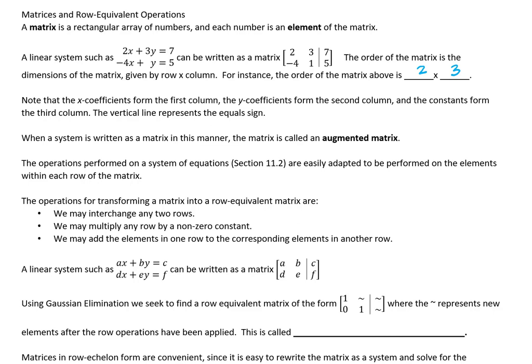And when we have the matrix written this way, we call it the augmented matrix. If we took out the 7 and the 5, and we just had just this portion of the matrix, that would be the unaugmented matrix. But we're always going to use the augmented matrix to solve the system of equations. Now you can see that the operations that we're using to transform this matrix are the same operations we talked about in section 11.2. That is, we may interchange any 2 rows, we may multiply any row by a non-zero constant, and we may add the elements in one row to the corresponding elements in another row.